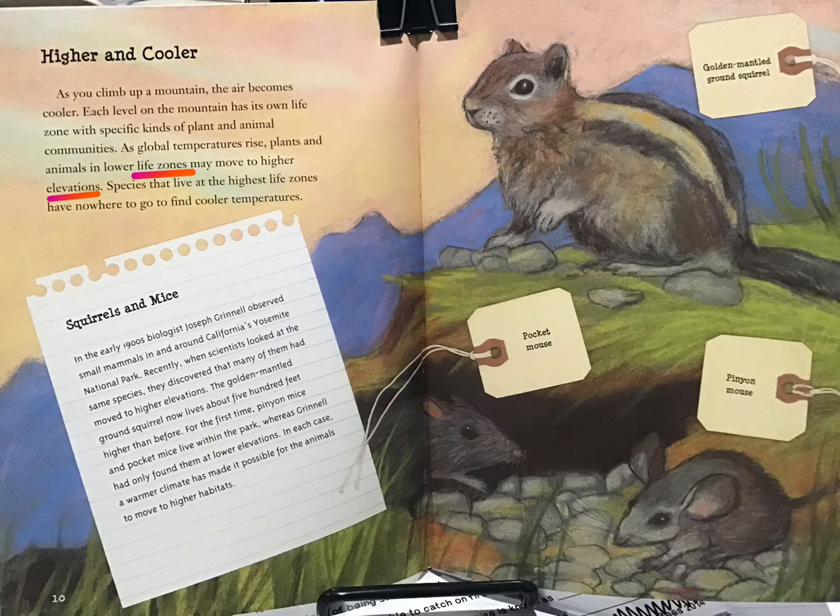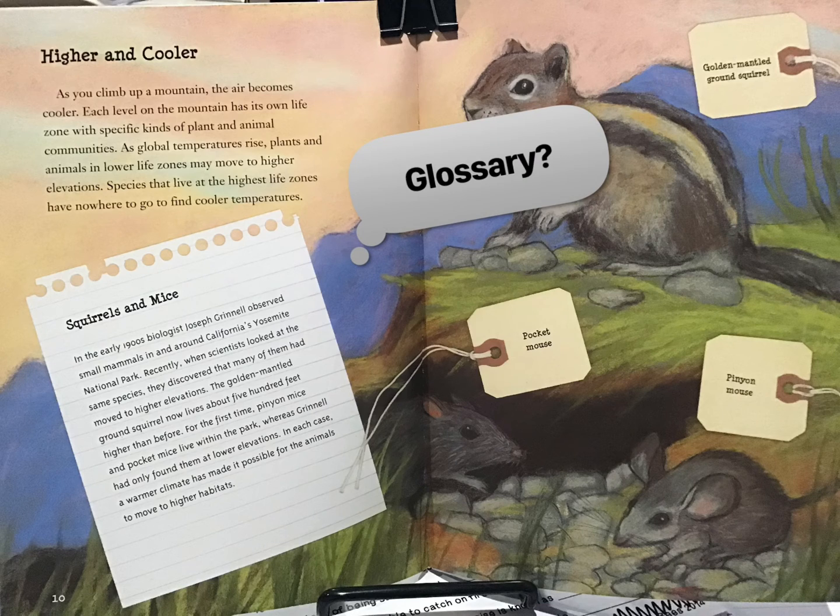As I was reading, I noticed there were 2 terms that are unfamiliar to me. Life zones and elevations. Since some of these terms are used frequently, I should really make sure I understand them. That reminds me. Remember, a glossary is like a little mini dictionary for a book. It's generally made specifically for the text you're reading.